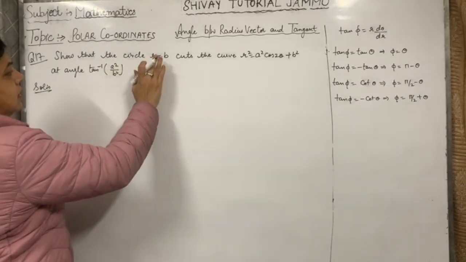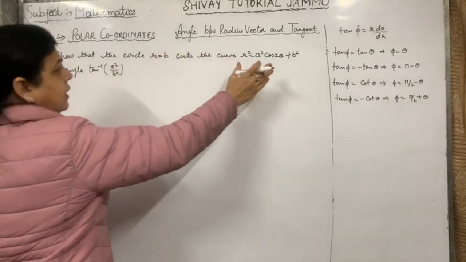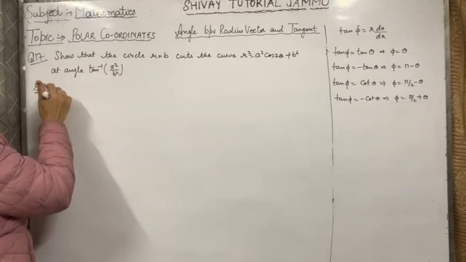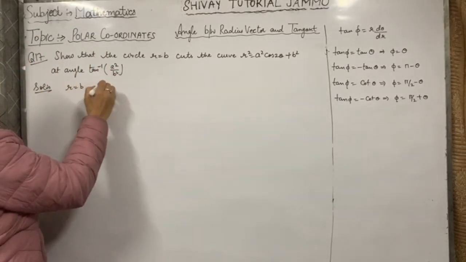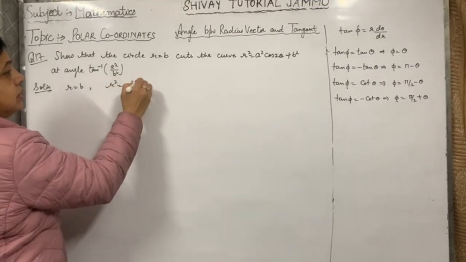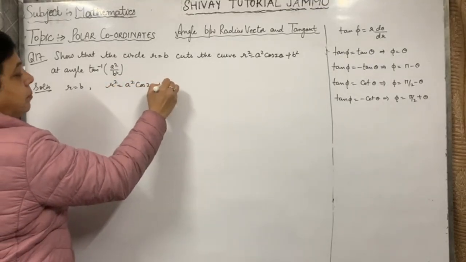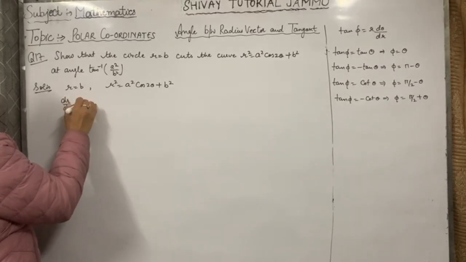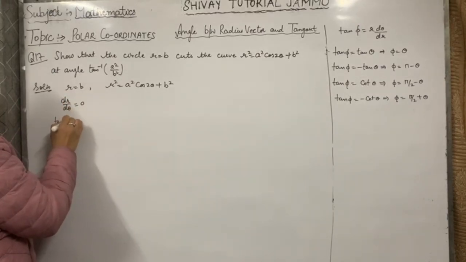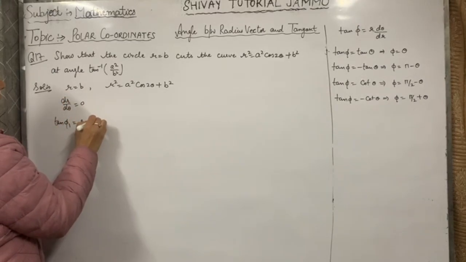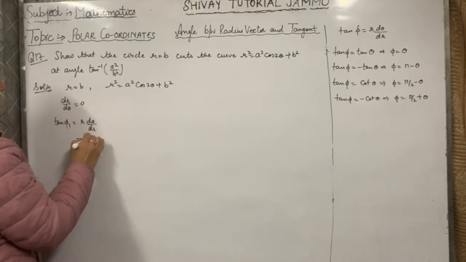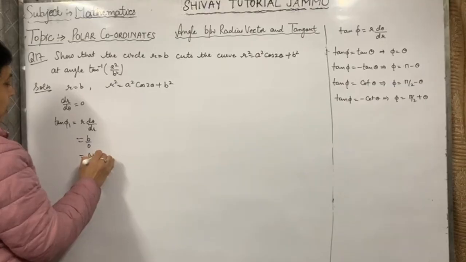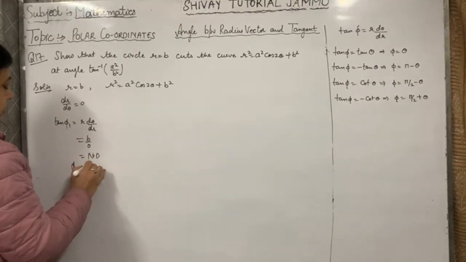Show that the circles, this first curve is this, second curve is this, we have to prove that the angle of intersection is this. Clear? First curve is r is equal to b and second curve is r square is a square cos 2 theta plus b square. Okay. dr by d theta is 0, tan phi 1 is r d theta by dr, which is b upon 0, that is not defined. So phi 1 is pi by 2.